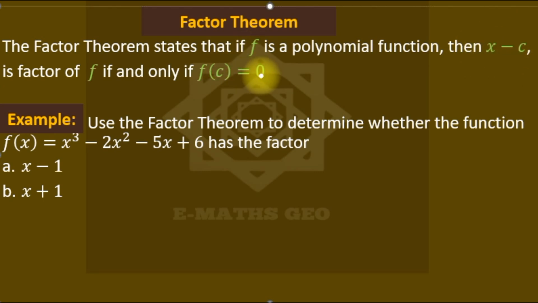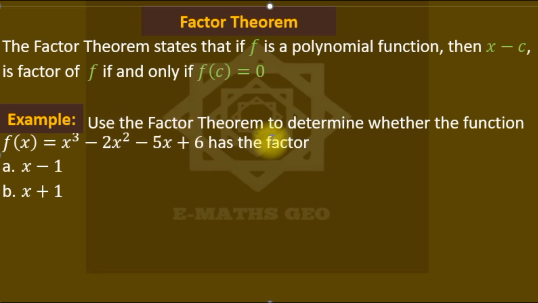polynomial and the remainder is 0, because f of c is also the remainder. If you get the remainder as 0, then it is a factor. From our normal sense, if something is a factor of something, it means that if you divide it, it will give you no remainder, as the remainder is 0. So let's look at this question.